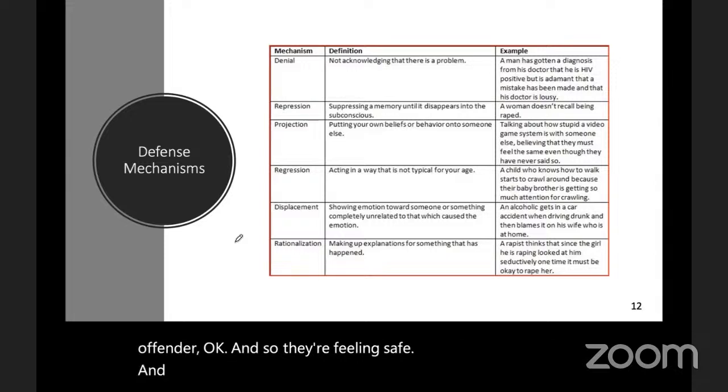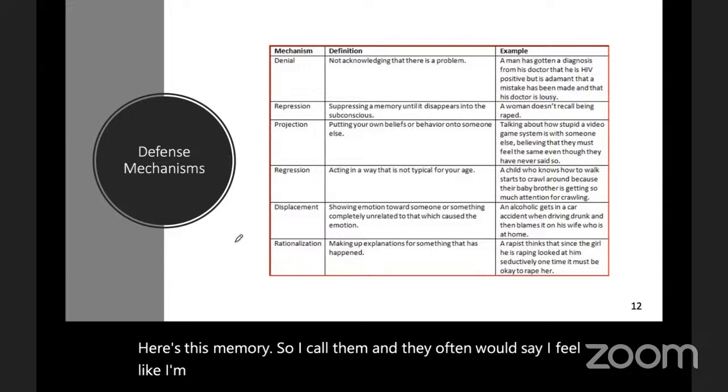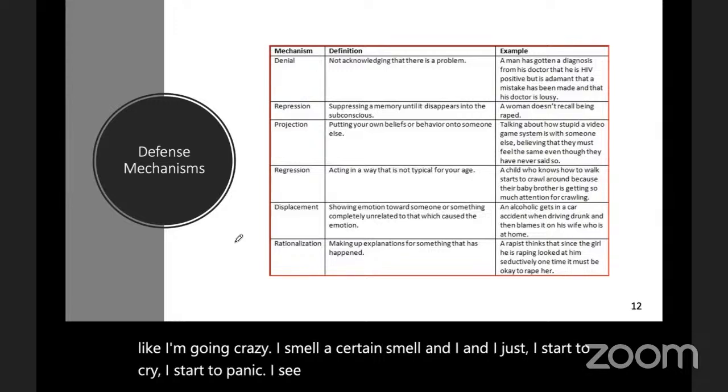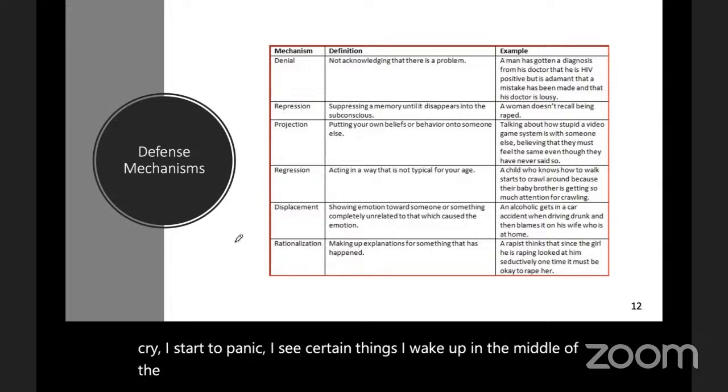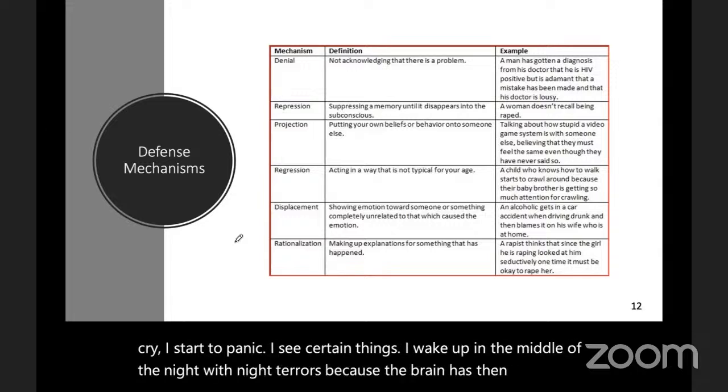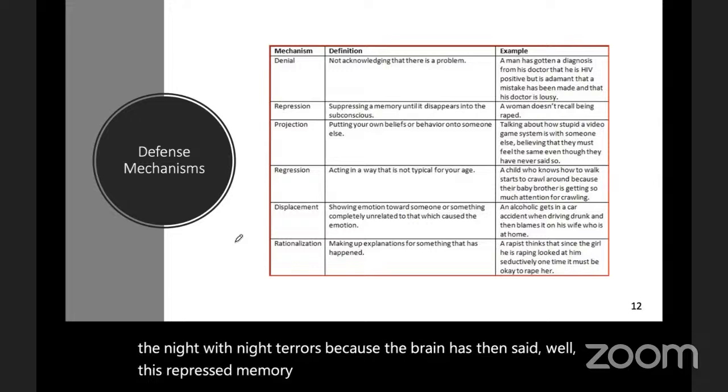And this is where the brain says, well, here you go. Here's this memory. So I call them and they often would say, oh, I feel like I'm going crazy. I smell a certain smell and I start to cry. I start to panic. I see certain things. I wake up in the middle of the night with night terrors, because the brain has then said, well, this repressed memory is now safe for this individual to recall.